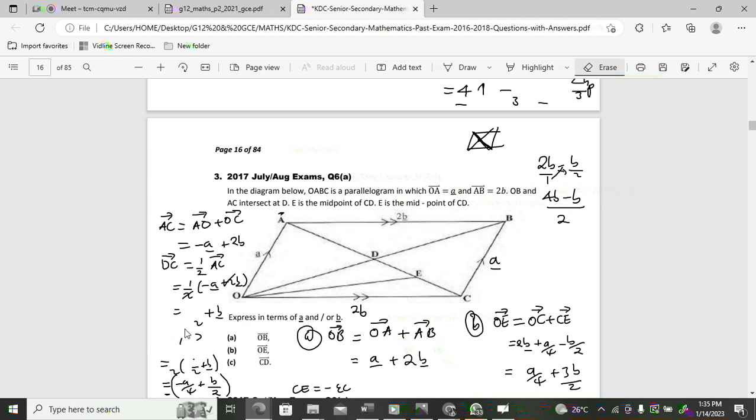That is how to work out OE. Now the next one is saying we calculate CD. I think CD we already know the answer.